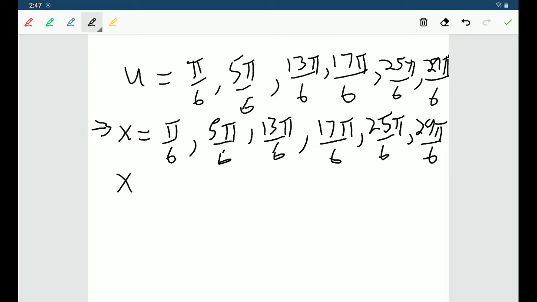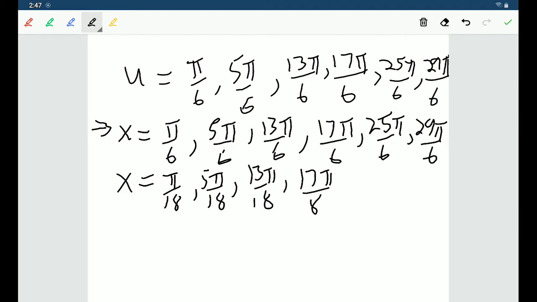So dividing all of those numbers by 3 tells me that x should be pi over 18, 5 pi over 18, 13 pi over 18, 17 pi over 18, 25 pi over 18, and 29 pi over 18. And so those 6 solutions, those will be the answers that I'll put in my solution set.